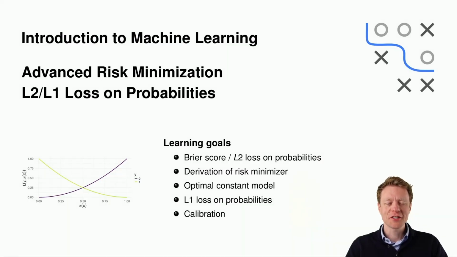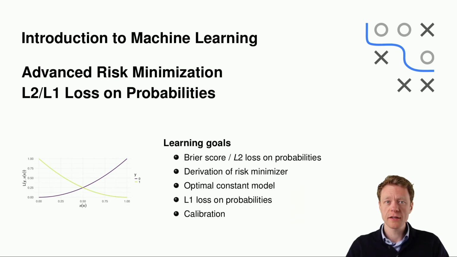Welcome back to Introduction to Machine Learning. I'm Ludwig Brotmann, and in this video we will try to answer the question why we can't just use the L2 and L1 loss that we know from regression on probabilities for classification as well. And it turns out that actually, to some degree, we can use those losses for classification as well.